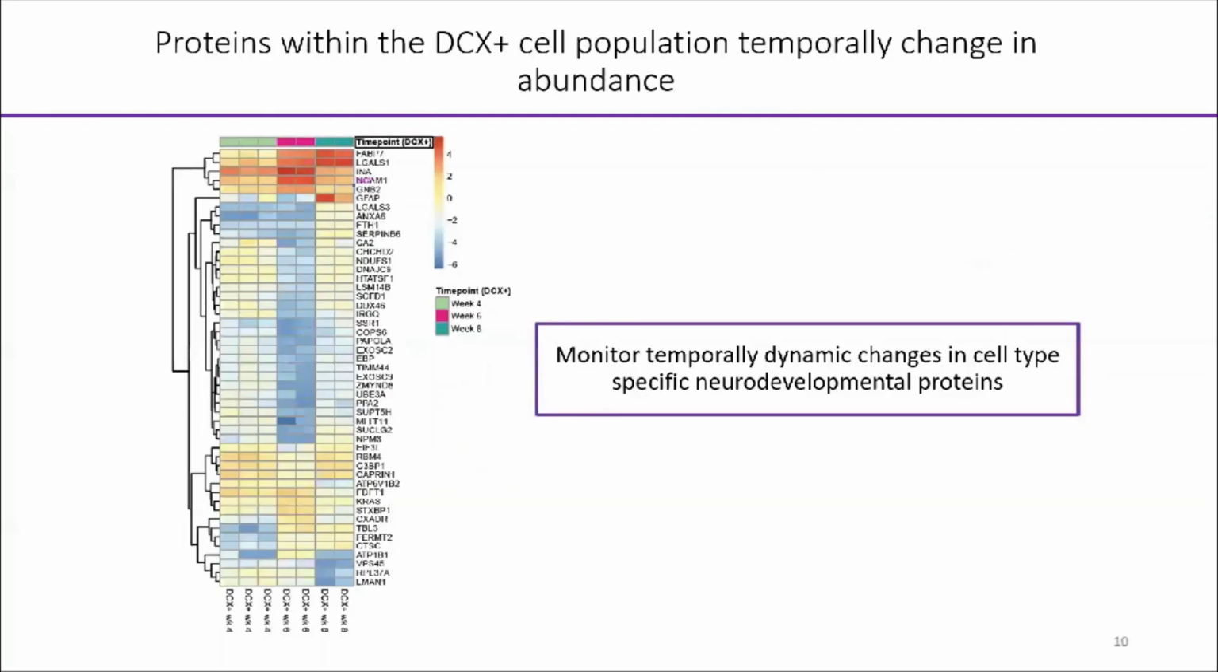While the protein profiles of SOX2-positive cells were relatively stable across the various time points, numerous proteins were found to temporally change in abundance within the DCX-positive cell compartment, as you can see in the heat map. So we can summarize and say that our workflow can be used as a tool to monitor temporally dynamic changes in cell-type-specific neurodevelopmental proteins.